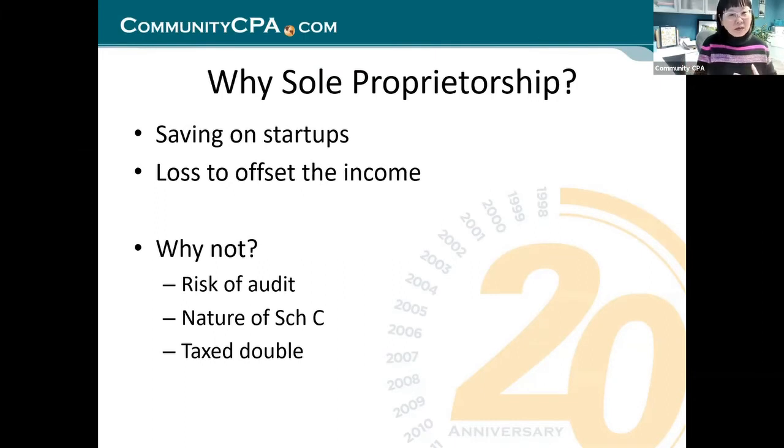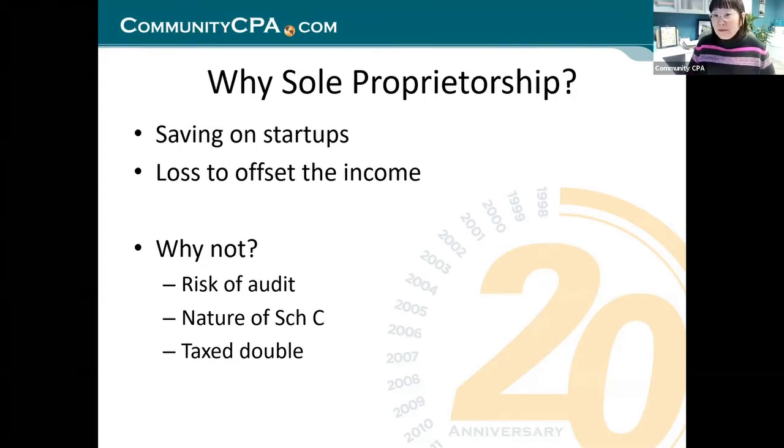If we have a loss, we have that offset income. And why not, why people don't want to do that? Risk of audit, the nature of the Schedule C with hobbies, and the tax being double. So this is where the sole proprietorship is coming in. So you want to consider all of that and decide what you want to do.